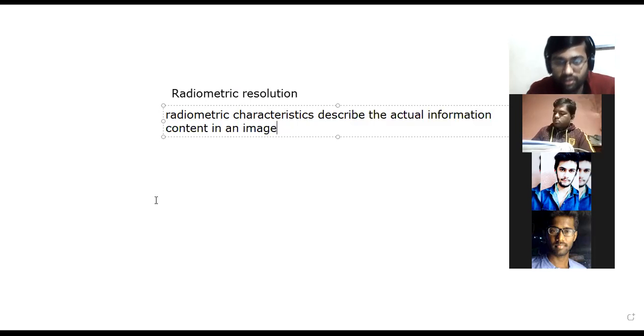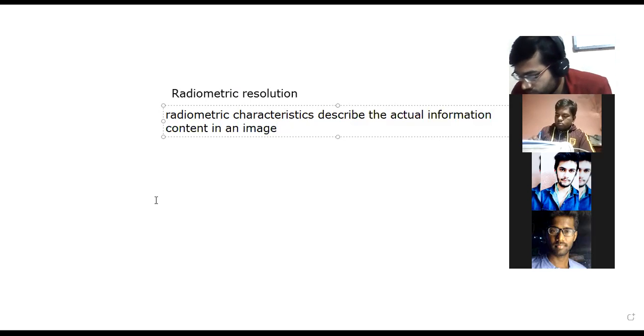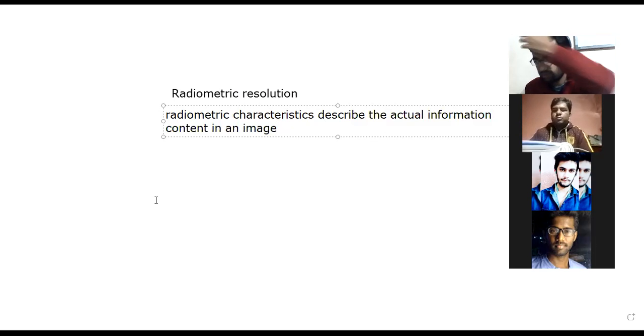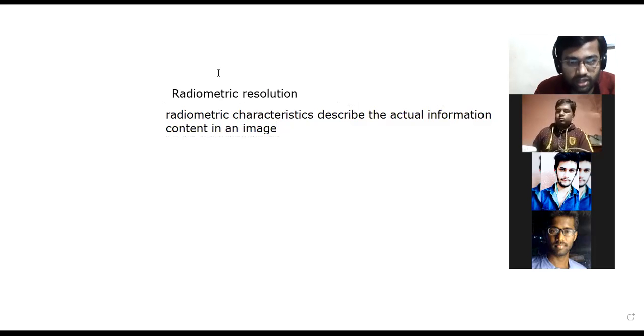Radiometric characteristics describe the actual information content in an image. Again, we'll understand this with the help of one example. Every time we represent imagery data with the help of digital numbers.